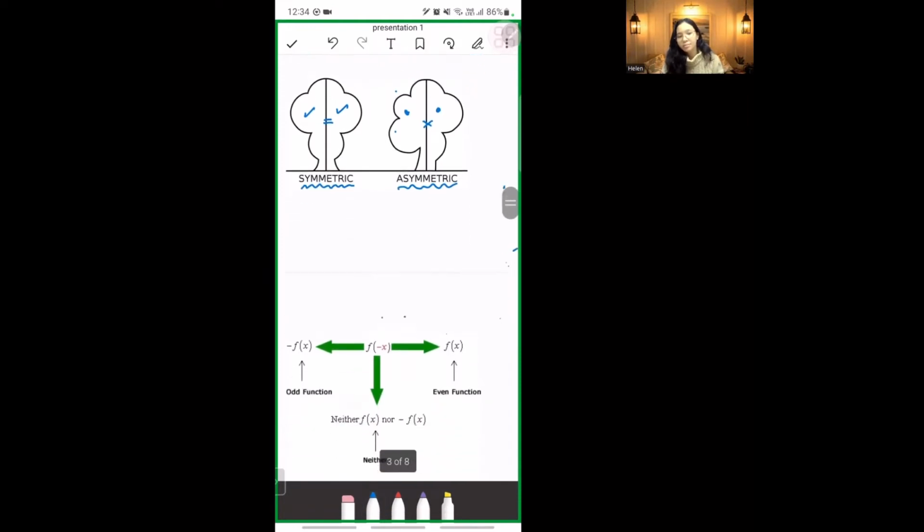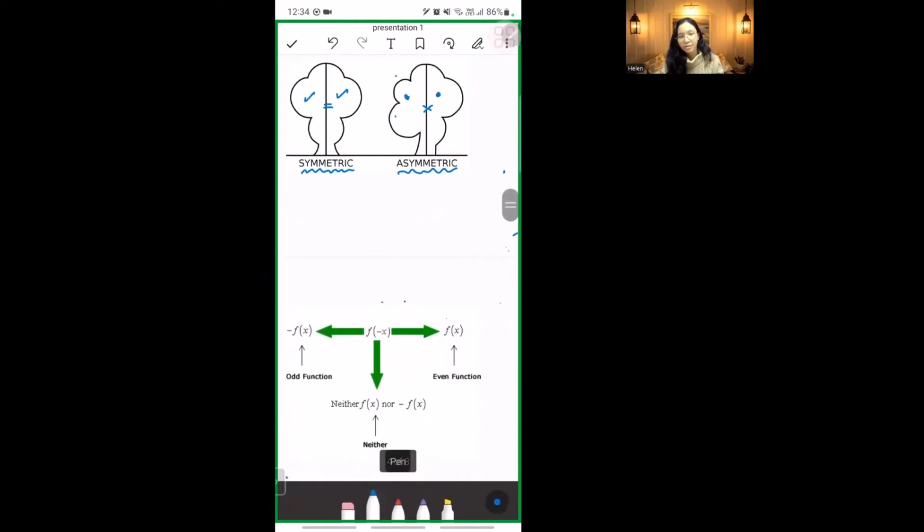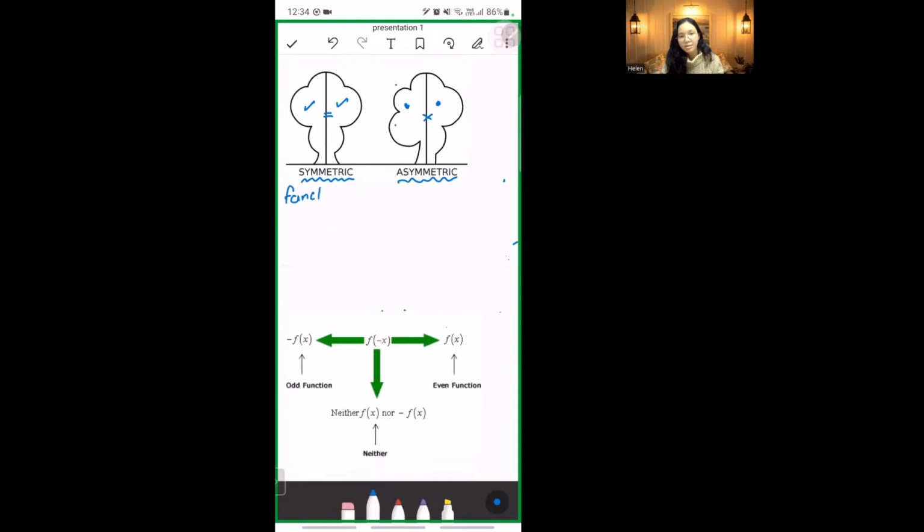So if our function is symmetrical, then we will get either an odd or an even function. And if our function is not symmetrical, then we will get neither an odd nor an even function.